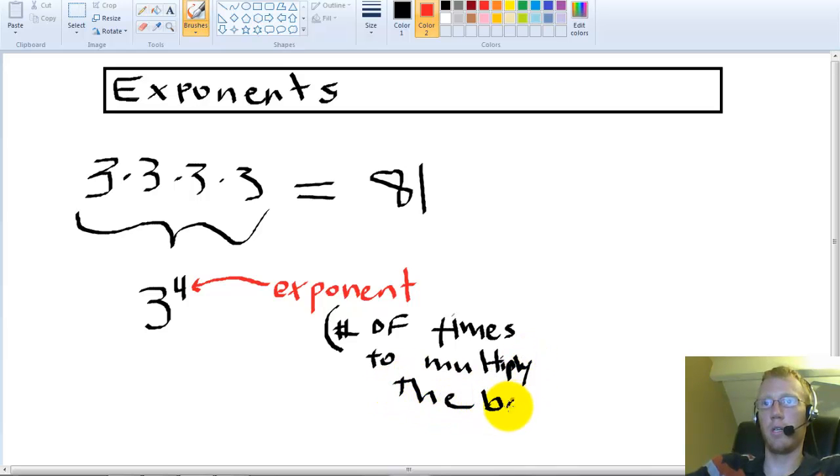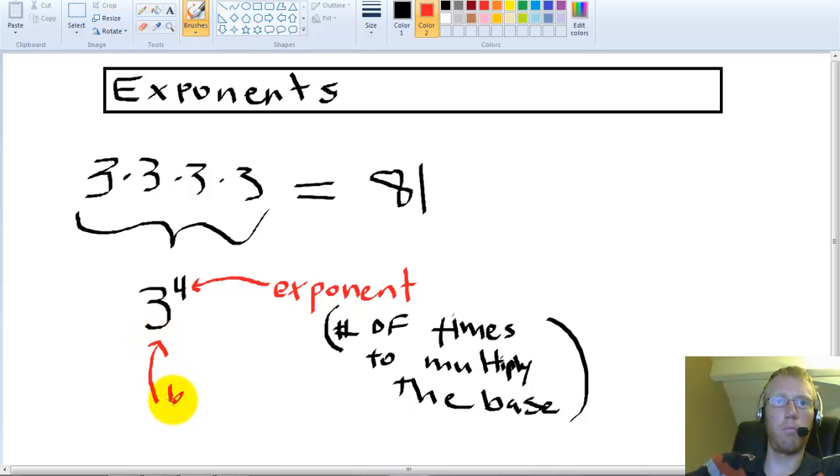the base. Okay, so you might be wondering, well, what's the base? This number right here is called the base, and it is the number that's getting multiplied.